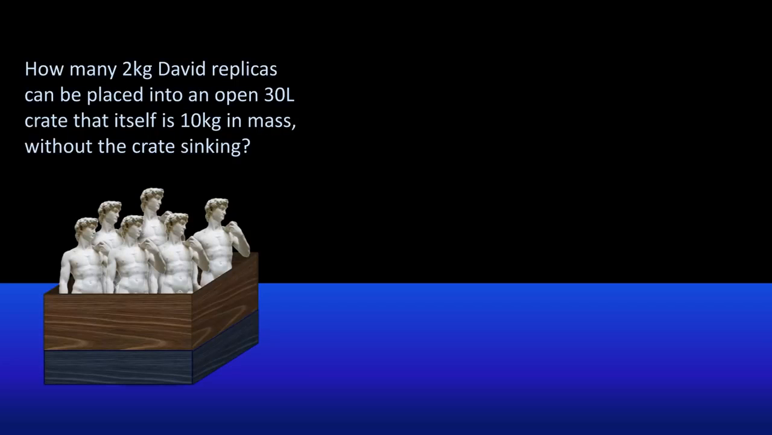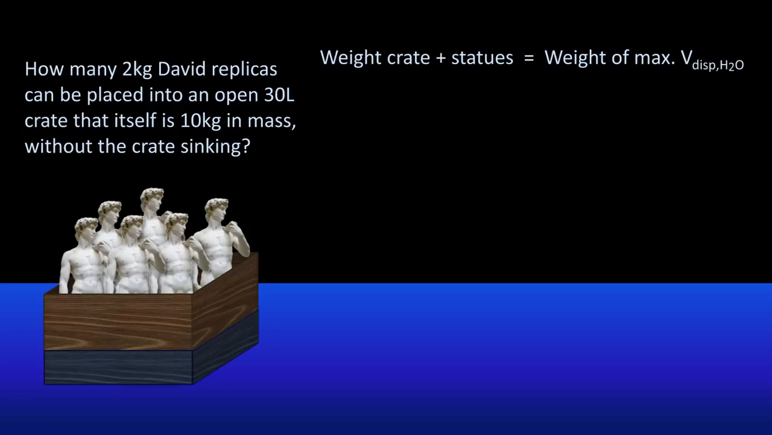The first thing to realize is that each statue that is added to the crate will lead to the crate riding lower and lower in the water. The crate will sink once the water reaches its lip, so the maximum displaced volume of water before sinking occurs is equal to the total volume of the crate. Another way to look at this is to say that the weight of the crate plus that of the maximum number of statues equals the weight of the maximum volume of displaced water.